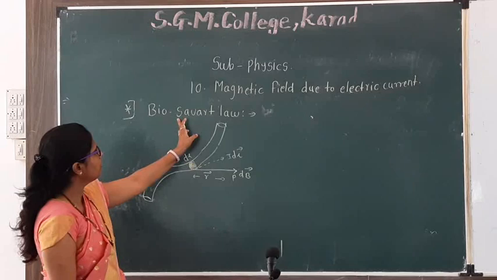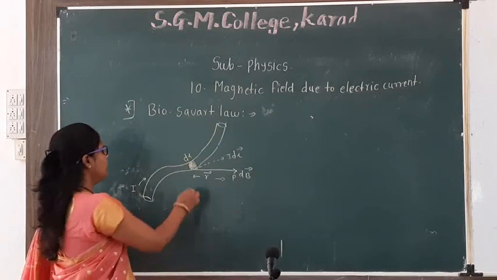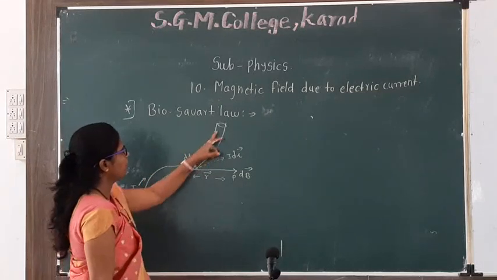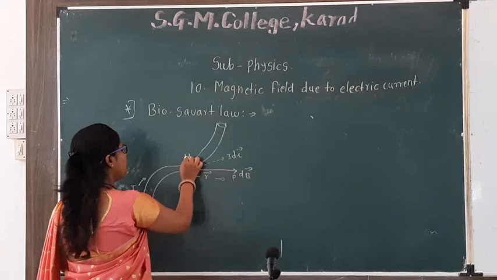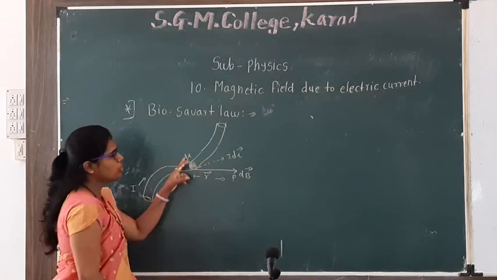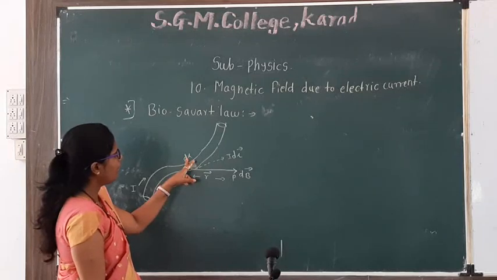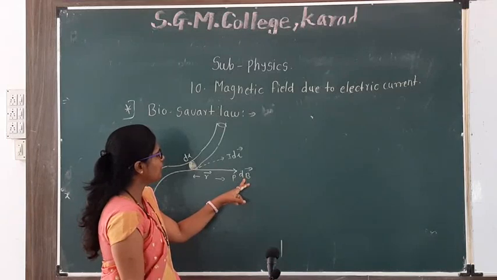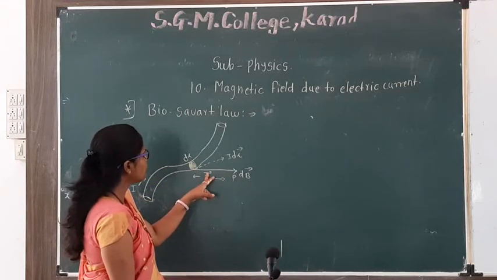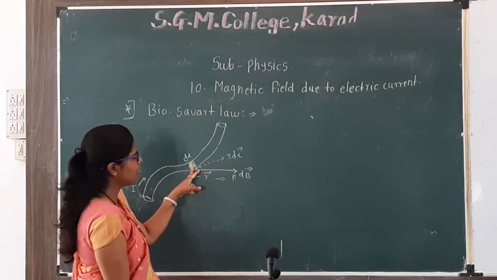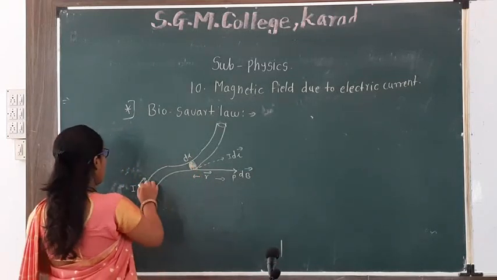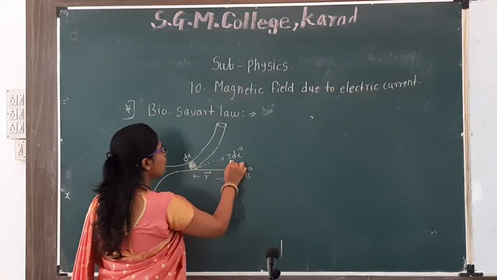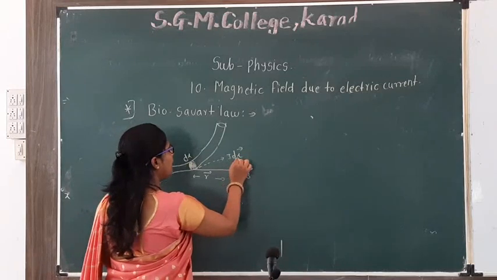Now we have to see Biot-Savart's law. Due to the arbitrary shape of the wire, let I be the current flowing through this arbitrary shaped wire, and dl the length of the small element, and P the point at which we have to calculate the magnitude of the magnetic field induction. Then r is the distance from the center of the length element, and I is the current flowing in the direction of that small element, I dl.